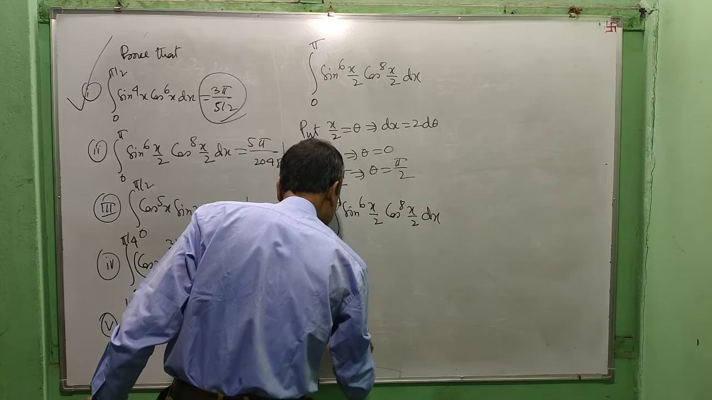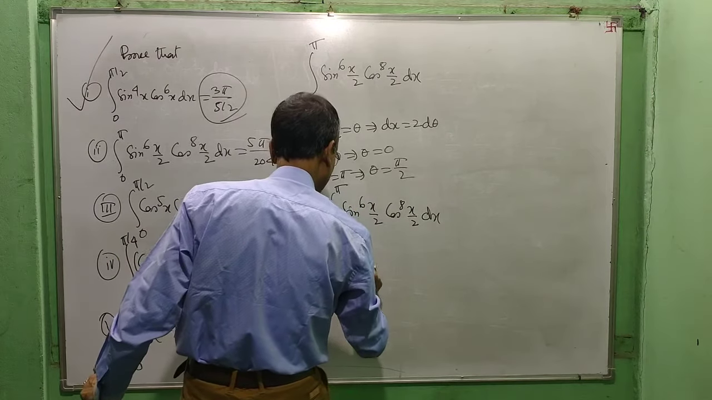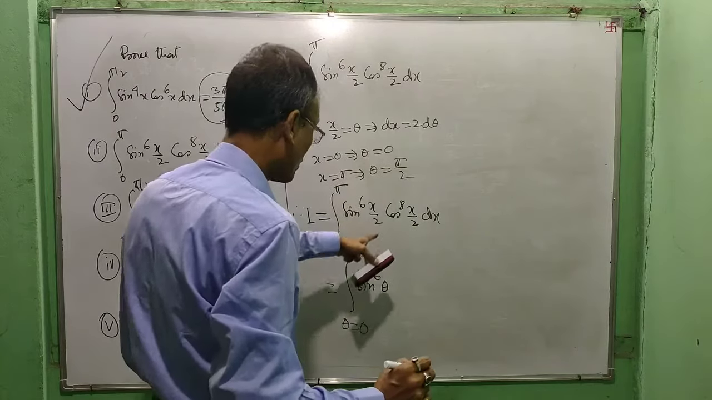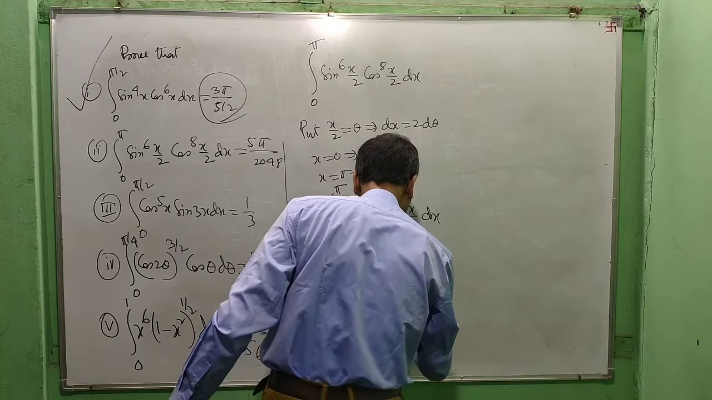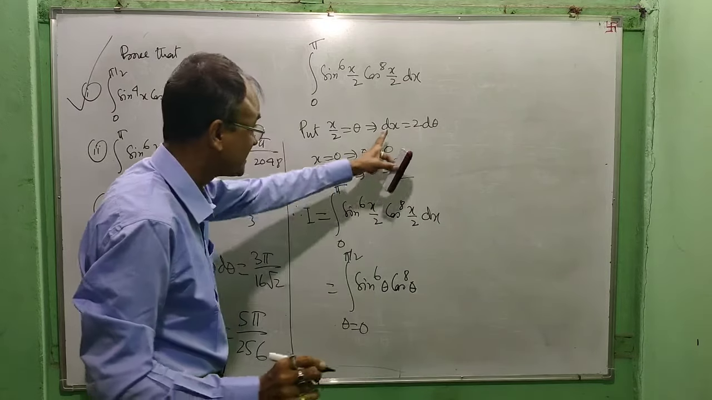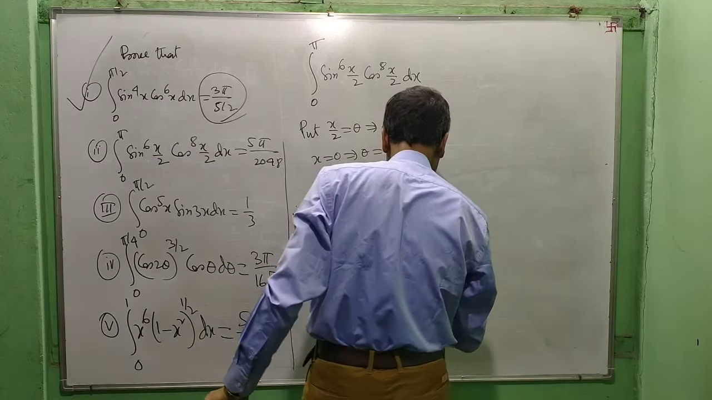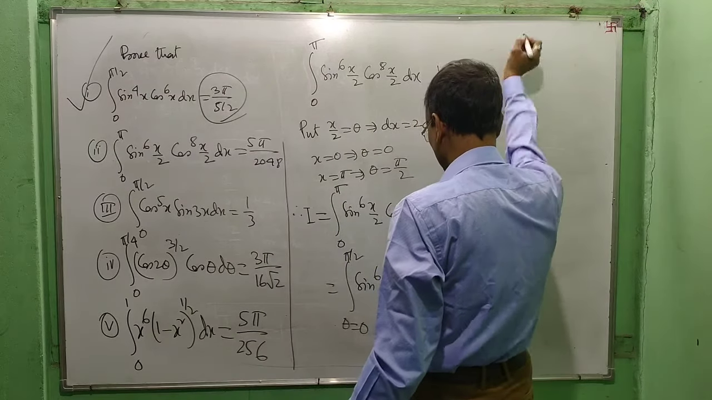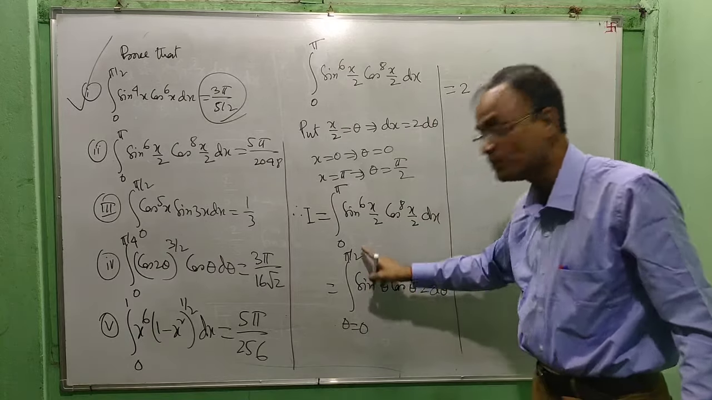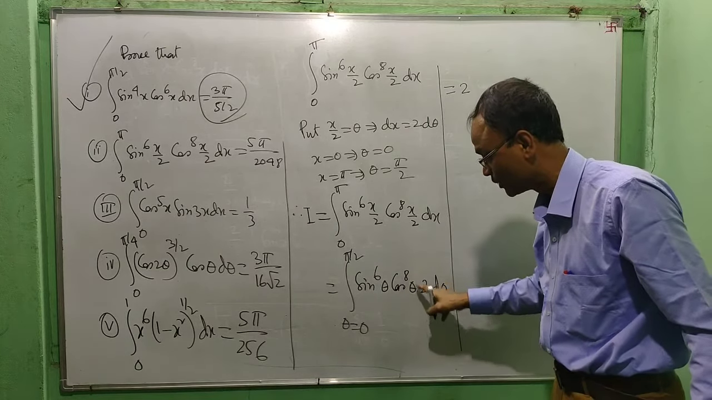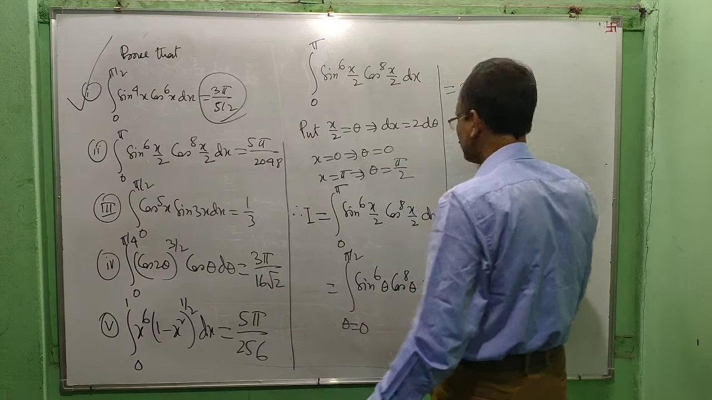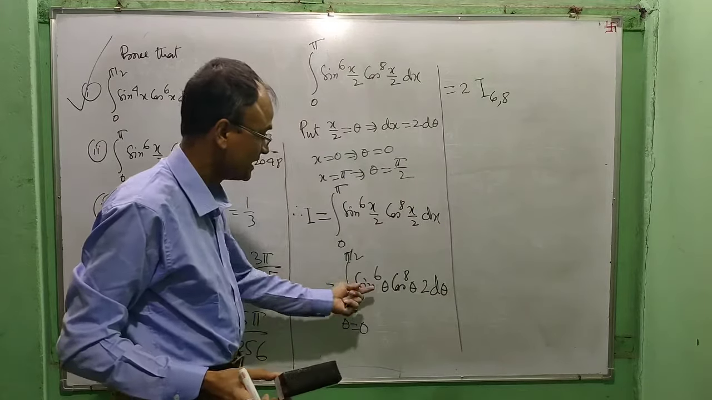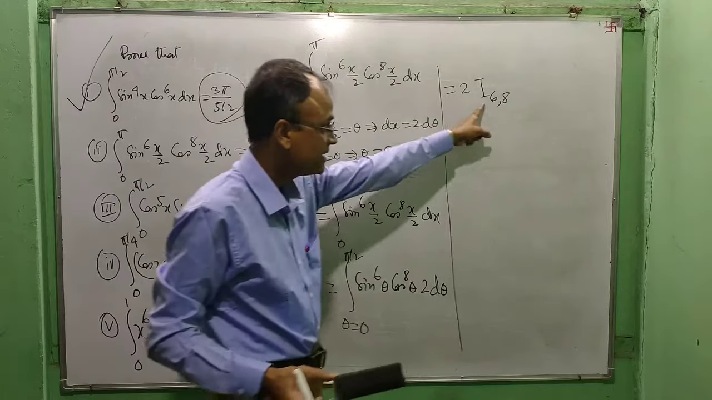This is equal to integration theta equal to 0 to pi by 2, sin to the power 6 x by 2 means theta, cos to the power 8 x by 2 means theta, cos to the power 8. What is dx? dx is equal to 2 times d theta. Now see, this is equal to 2 times 0 to pi by 2 sin to the power 6 theta cos to the power 8 theta d theta. It is nothing but I 6 8. Limit is 0 to pi by 2 sin to the power 6 cos to the power 8. It is I 6 8.